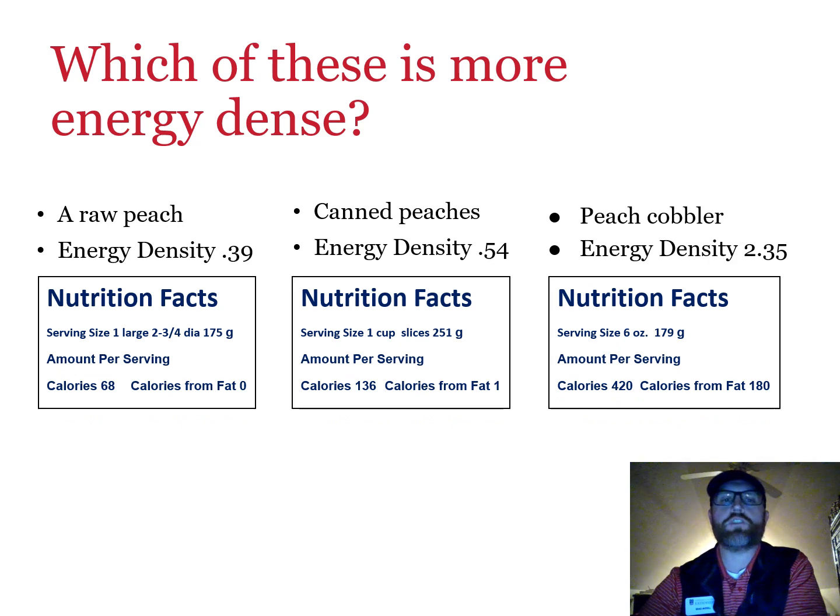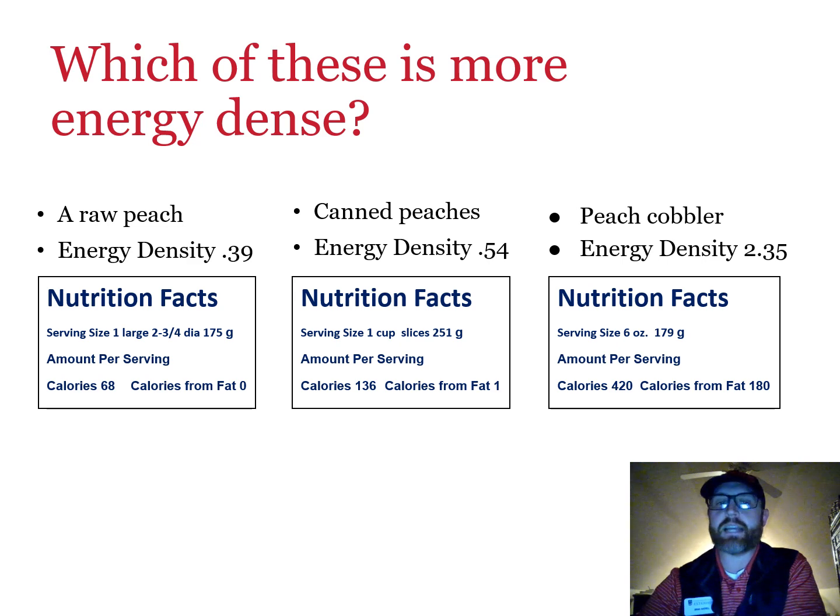So let's look at the energy density of the 3 peach-based foods. The raw peach, 68 calories, 175 grams, has an energy density of 0.39. The canned peaches, with added sugar, have twice the amount of calories and 251 grams for an energy density of 0.54. And the peach cobbler, with 420 calories and only 179 grams, has an energy density of 2.35.